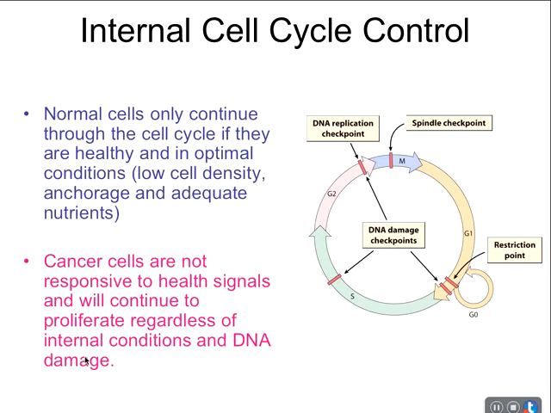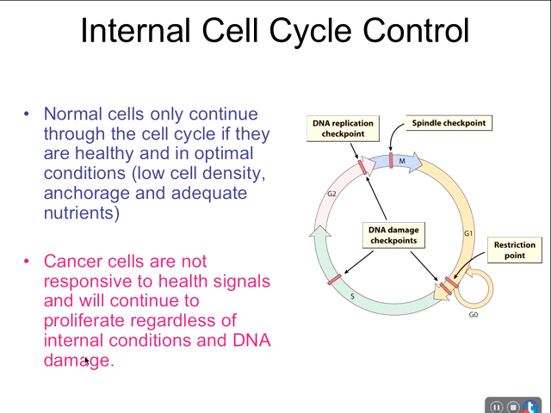Cancer cells are not responsive to health signals. They will continue to proliferate regardless of internal conditions and DNA damage. And how do they do that? They found a way to get around the cyclin and CDK process. They found a way to make their own growth factors. They found a way to ignore checking the DNA. That's usually through a P53 mutation. They found a way to avoid caring about the DNA or the spindle. They've mutated ways to get around those checkpoints. So therefore, they'll continue to go through rounds of cell division.